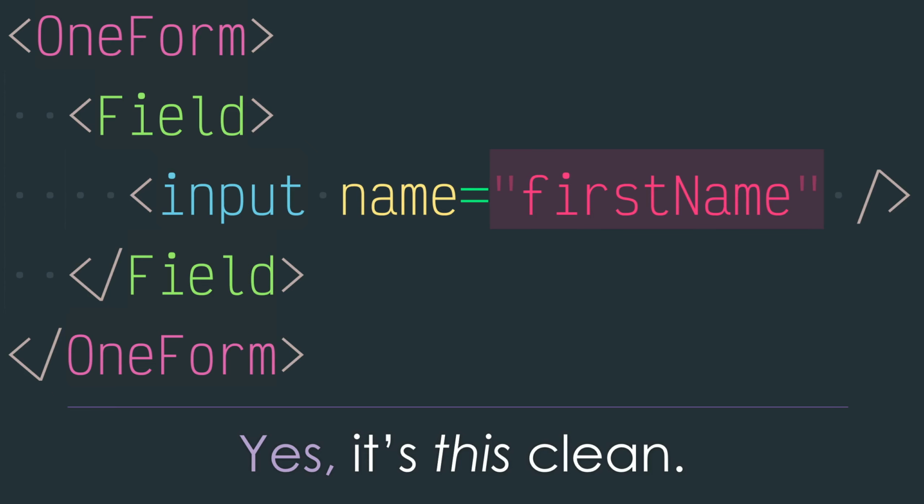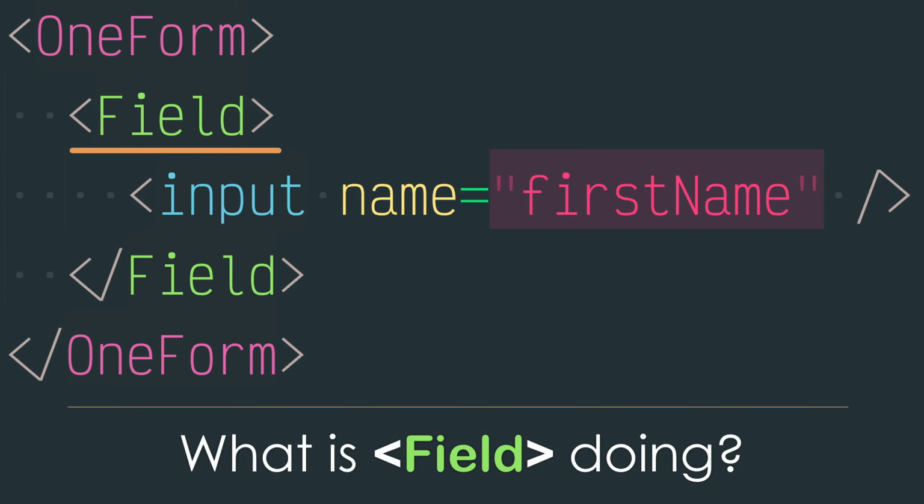This is what OneForm looks like. Yes, it's this clean, and to me, this is a beautiful API. I like it because it's so easy to look at and understand, and all the boilerplate is gone, but also this is valid. You can actually run it like this. This input is controlled by field. Now, it doesn't look like it. It doesn't look like there's anything happening here. Obviously, you can't submit this form. It's not going to do anything, but you can edit the input, and the input is controlled by field, and OneForm has the state of this input. You're probably wondering what field is doing.